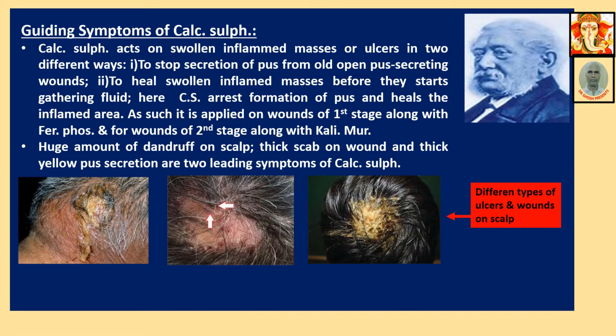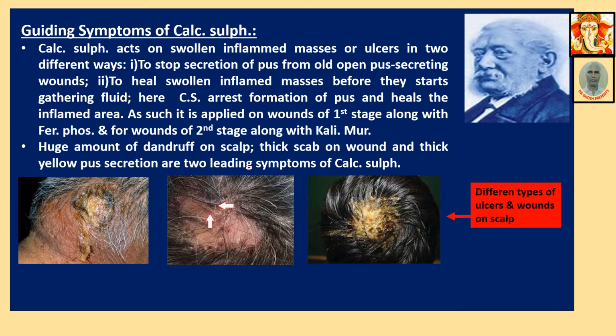Guiding symptoms of Calcarea Sulph. Calcarea Sulph acts on swollen inflamed masses or ulcers in two different ways. This is very important. Number 1, to stop secretion of pus from old open pus secreting wounds. Number 2, to heal swollen inflamed masses before they start gathering fluid.